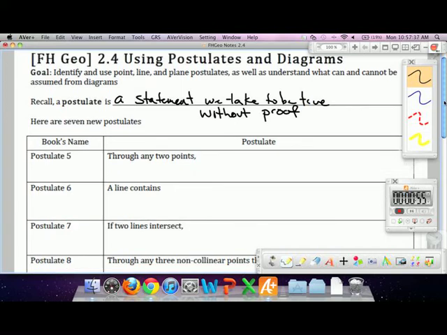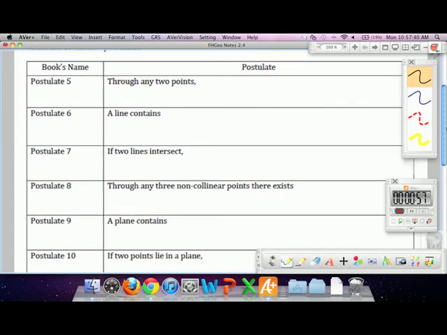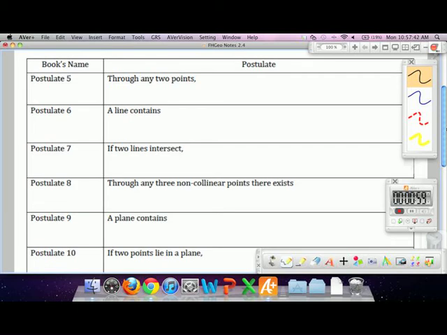Our first new postulate says that through any 2 points, the following is true. If I give you 2 points, then there exists a unique line through them.